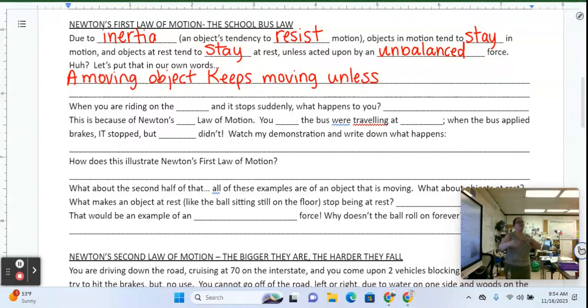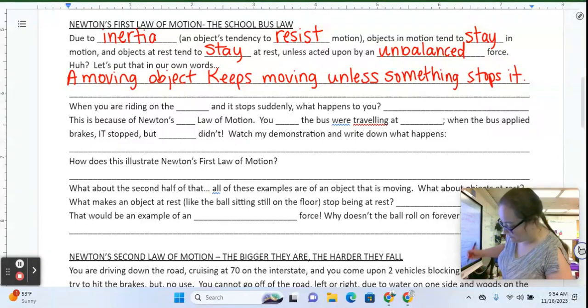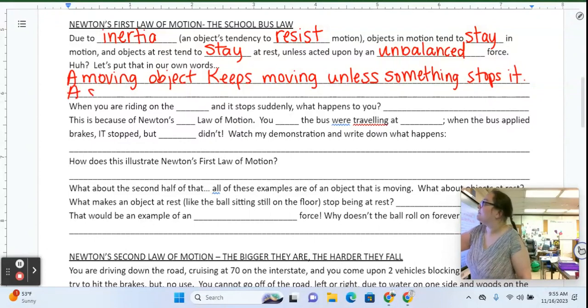So let's put it into our own words. Unless something stops it, hits it, sure. All right, that's the first half of it. What about an object at rest tends to stay at rest? So an object will stay still unless something makes it move, unless something pushes it.